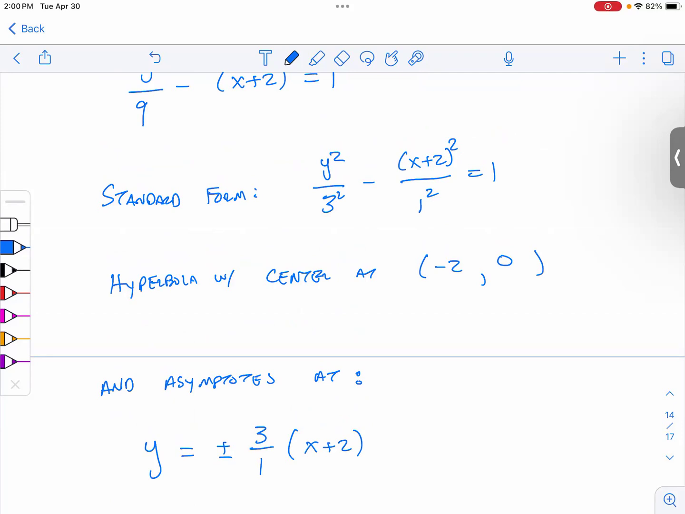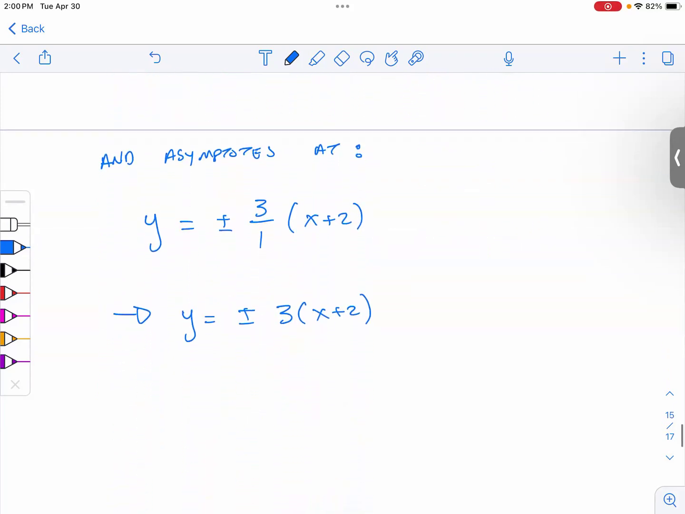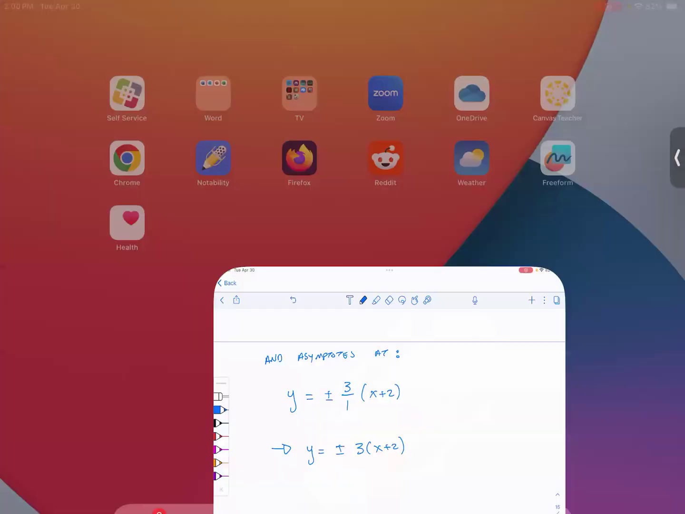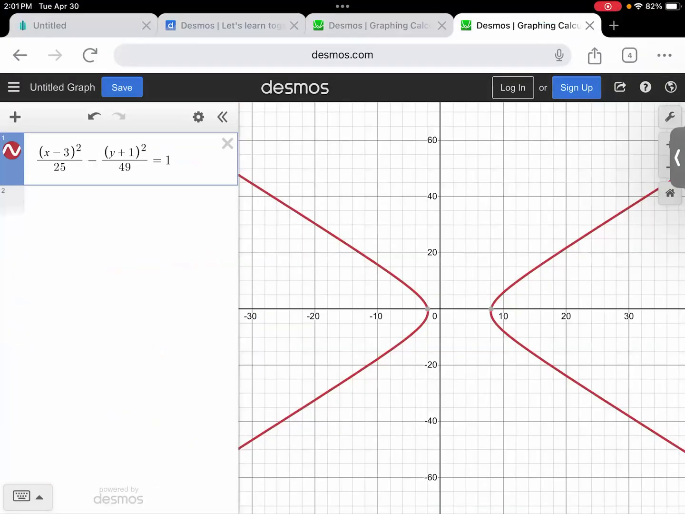3 over 1. And especially with hyperbolas, you can see the x's and y's are flipping, so make sure you're looking at which one's x and which one's y. Otherwise, identifying the information is pretty simple. Let's just double check that graph. And I think that was reversed, right? That was y minus, so this one should be up and down.